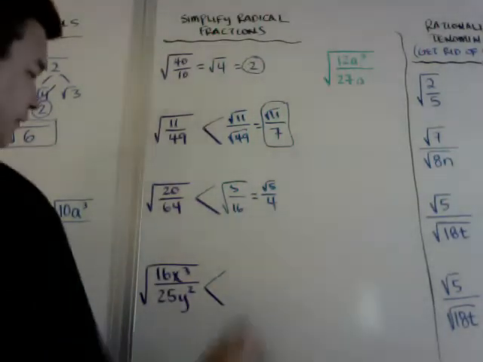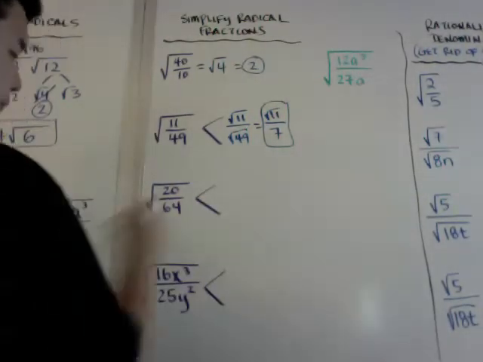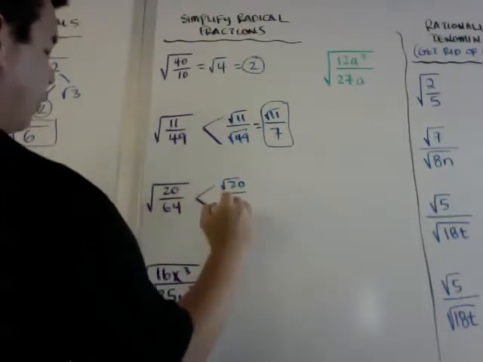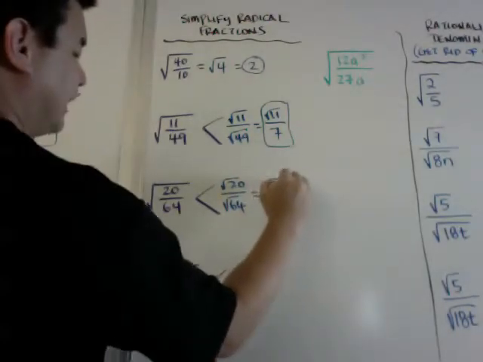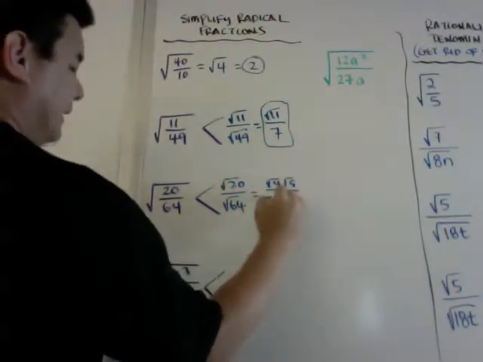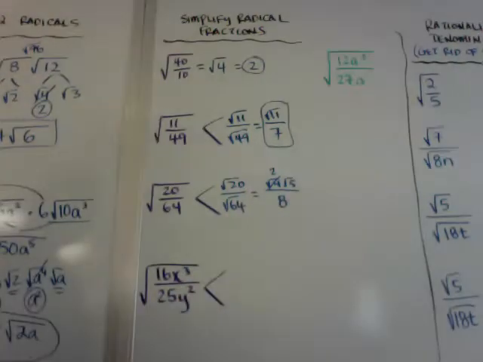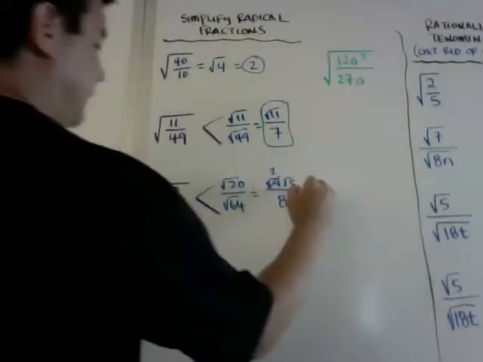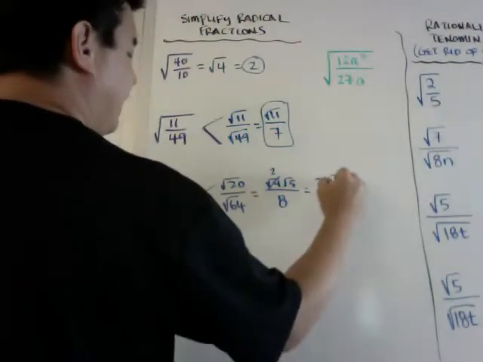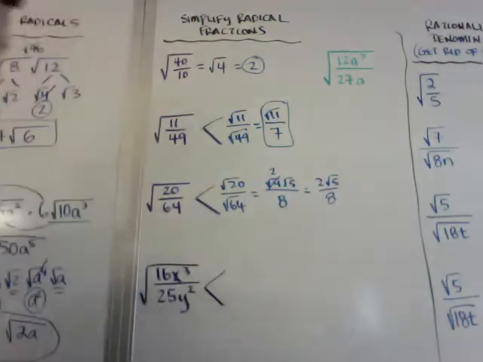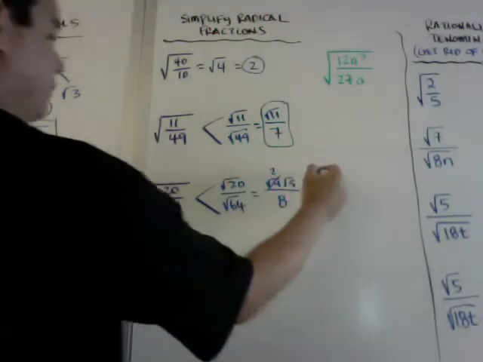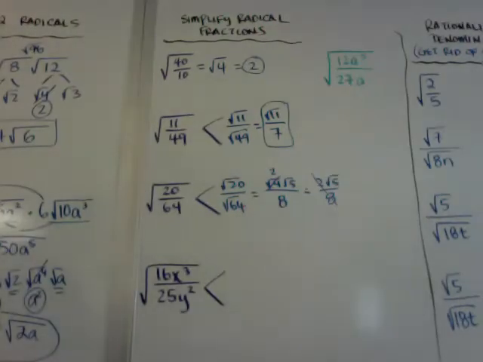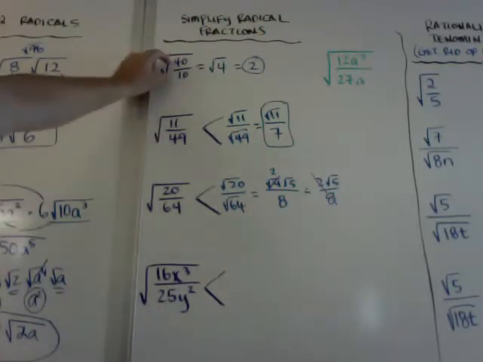If you split it first, you went radical 20 over radical 64. Radical 20 becomes radical 4 times radical 5 over 8. This becomes 2. So this becomes 2 radical 5 over 8. Now here's what I wanted to show you. If it's outside of the radical, I can simplify my 2 and my 8 because they're outside the radical. Inside the radical, you cannot. You can only simplify it if they're both under the radical.